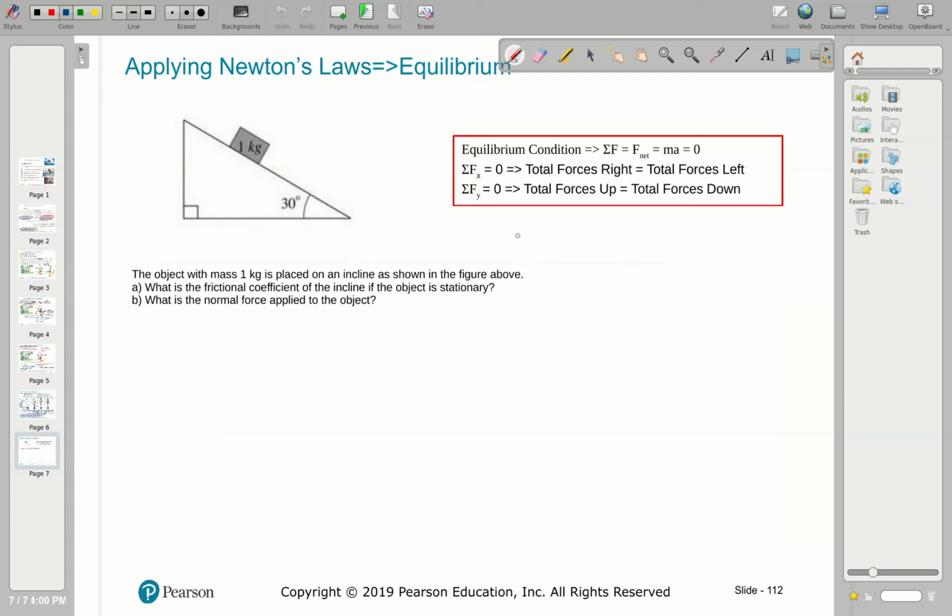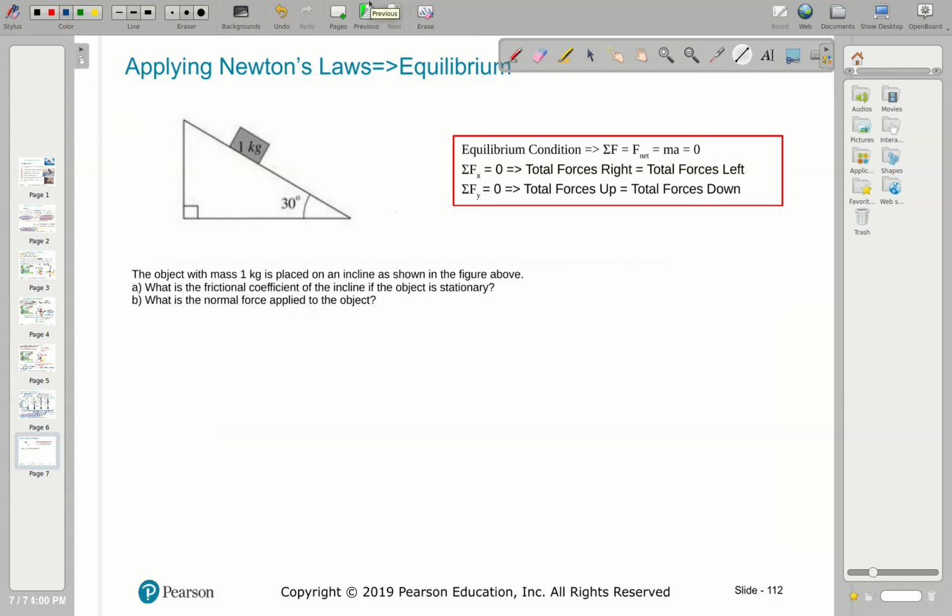Last one here is on a tilted surface. Again, it's in equilibrium. The object with mass 1 kilogram is placed on an incline as shown in the figure. What is the frictional coefficient if the object is stationary? When you see a system like this, I want you folks to imagine right away.